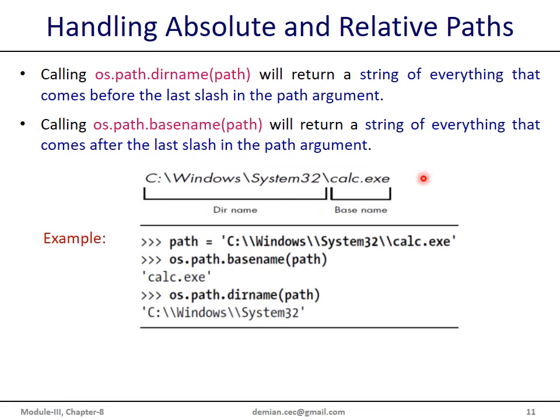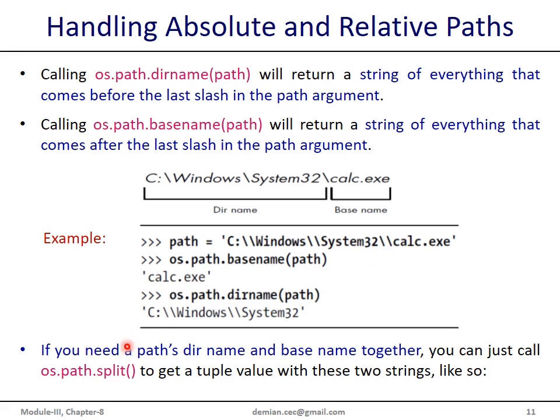Let's take up this as a path: C:\Windows\System32\calc.exe. This is the directory name, that is the path of the directory, and this is the file name, which is the base name. If you use the basename method on this path, it will return calc.exe, and if you use the dirname, it returns the folder path from the beginning C till System32.